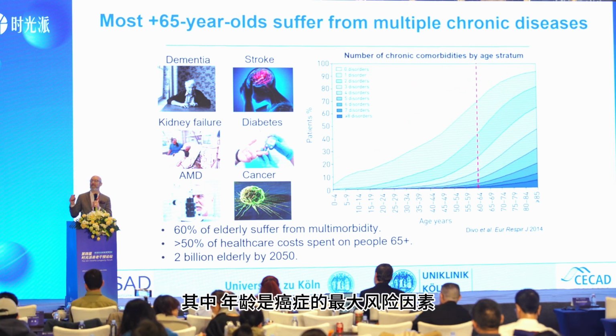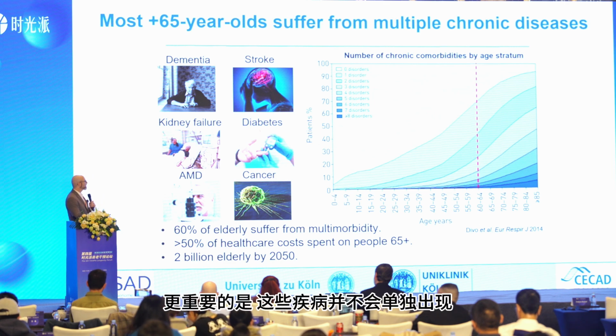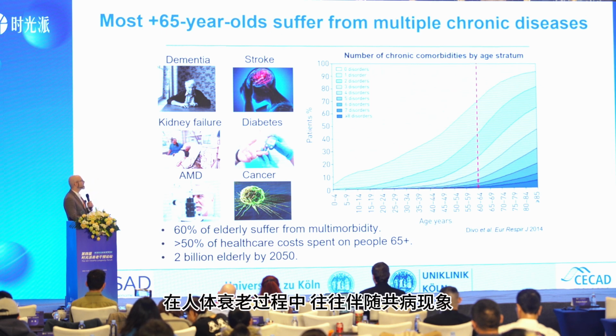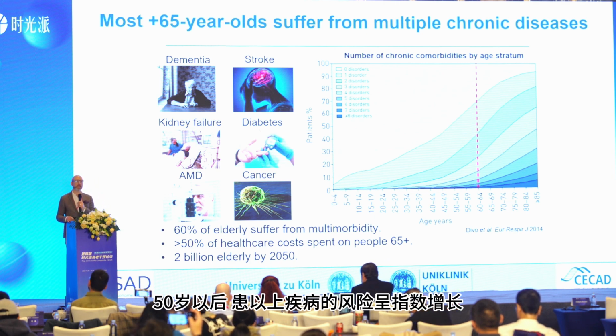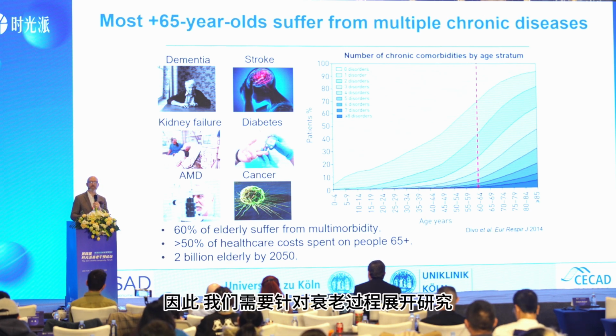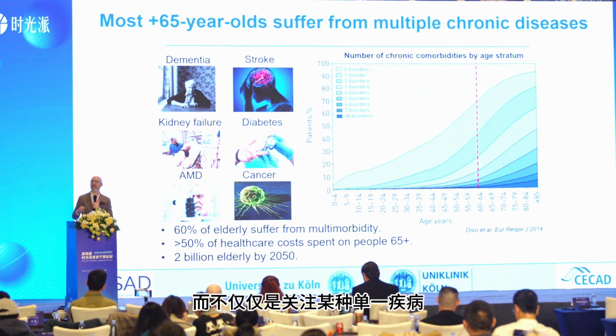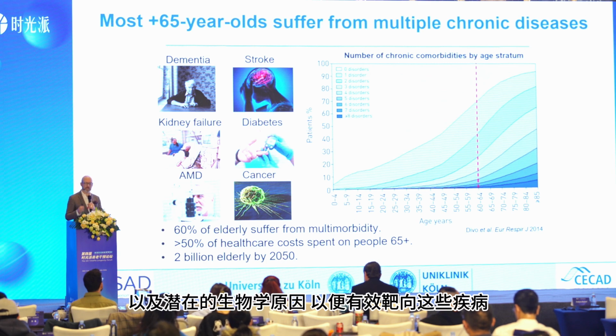And the single biggest risk factor of cancer, more than any genetic or environmental factor, is age. And what is even more is that these diseases don't come alone, but the real disease of aging is multimorbidity, where the risk is exponentially increasing after the fifth decade of life, and the majority of elderly suffers from multimorbidity. So clearly we need to target the aging process and prevent age-related disease instead of going from one disease to the other. This, of course, requires that we understand the mechanisms of aging, the underlying biological causes, to effectively target them.